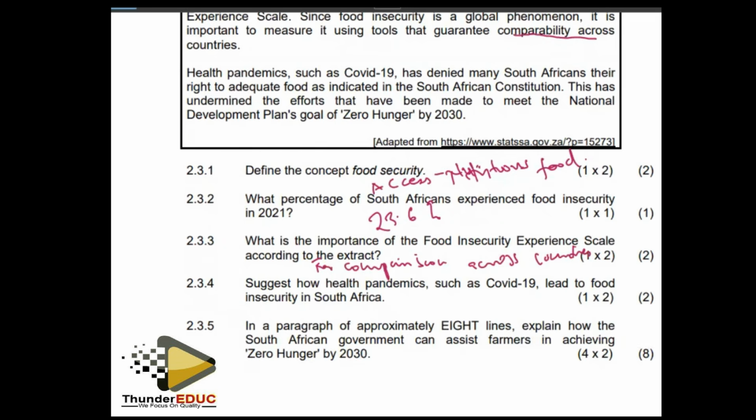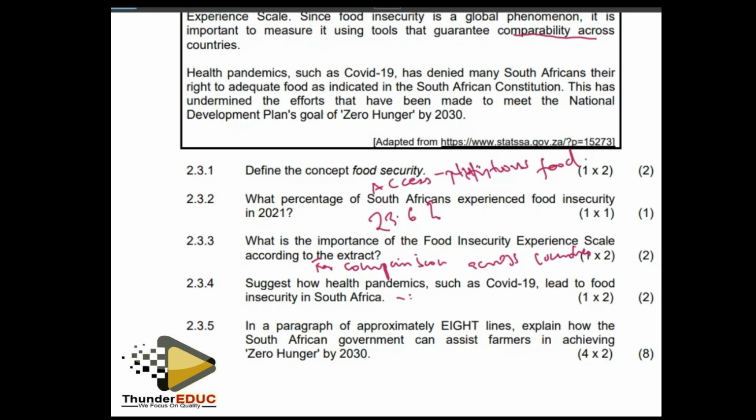2.3.4 suggests how health pandemics such as COVID-19 lead to food insecurity in South Africa. Remember, during that period of COVID-19, they declared a state of emergency and everyone was supposed to stay at home. That means people were unable to work and produce food. There's no work done during the time when people are locked down.